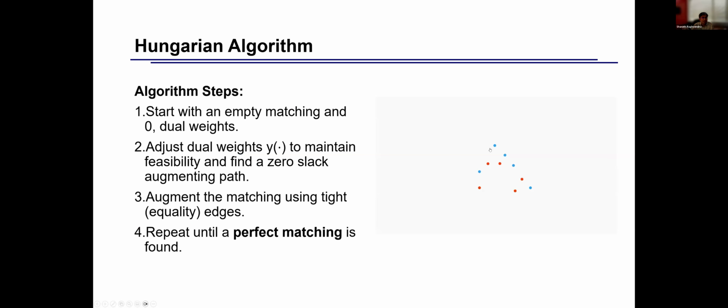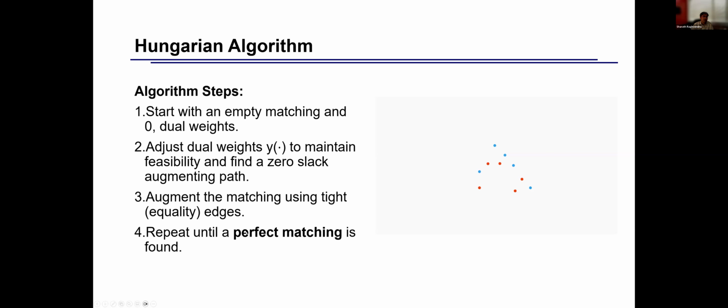It starts with an empty matching. It sets all the dual weights to be 0. So essentially our disks are of 0 radius. And now it starts to adjust these weights. In other words, it starts to grow the disks and tries to maintain feasibility and tries to find an augmenting path consisting of 0 slack edges, and augments the matching along this path. So when you do that, because all the edges are 0 slack, the newly entering matching edges now also continue to satisfy the second condition that is needed, right?